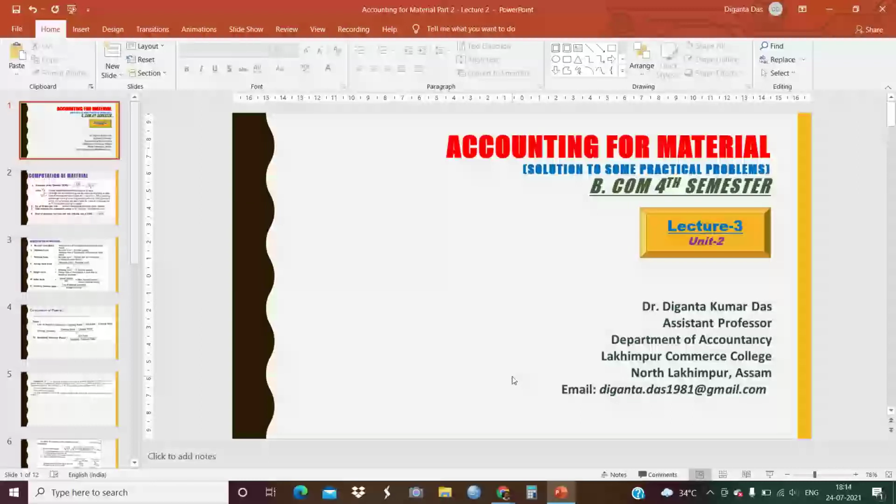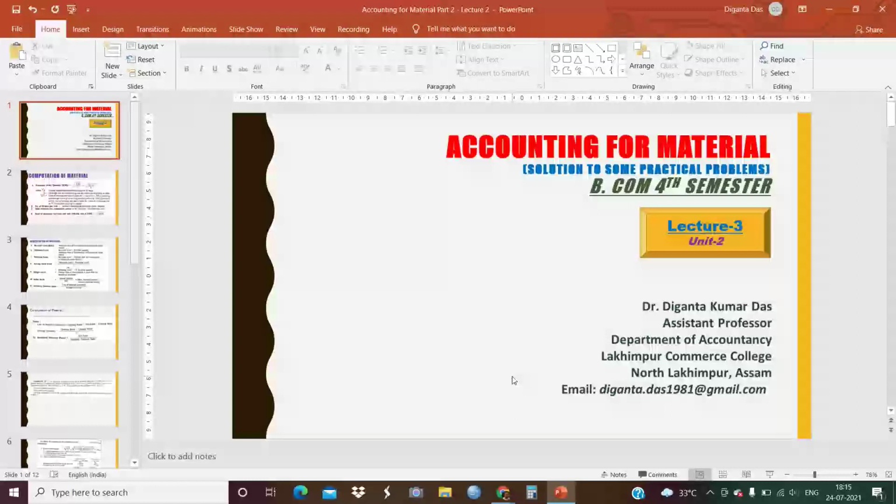So good evening. In the last class we discussed accounting for material, some practical problems regarding economic order quantity, and how economic order quantity is calculated. Then we also calculated the techniques of different material control level settings. So we have discussed level settings, and then economic order quantity.